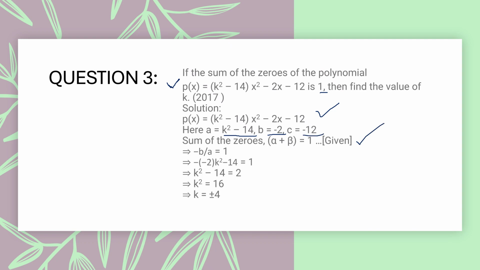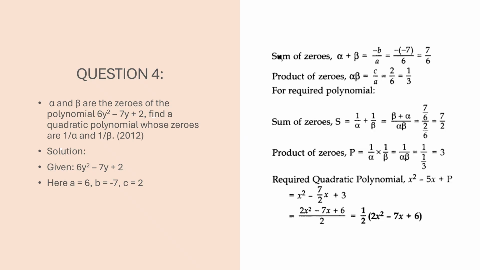That is, alpha plus beta is 1. Now what is alpha plus beta? That is minus b upon a, which is equal to 1. Now minus b, if you see, what is b here? We have already taken that. That is minus 2. Minus 2 upon a. What is a here? K squared minus 14. I have to put a slash here so that you understand. It's k squared minus 14. And then when you cross multiply and calculate, you will get k is equal to plus minus 4. This question is very, very important, children. You try doing it. Pause the video and please do practice. Question number 4.